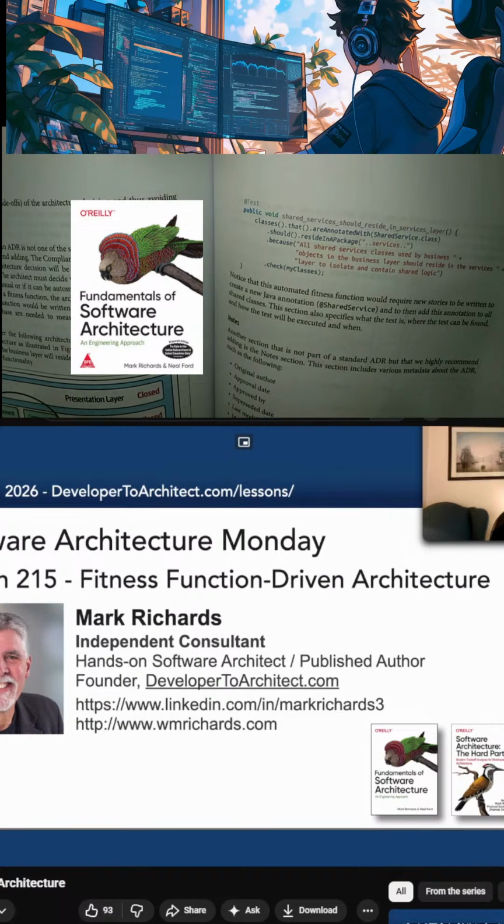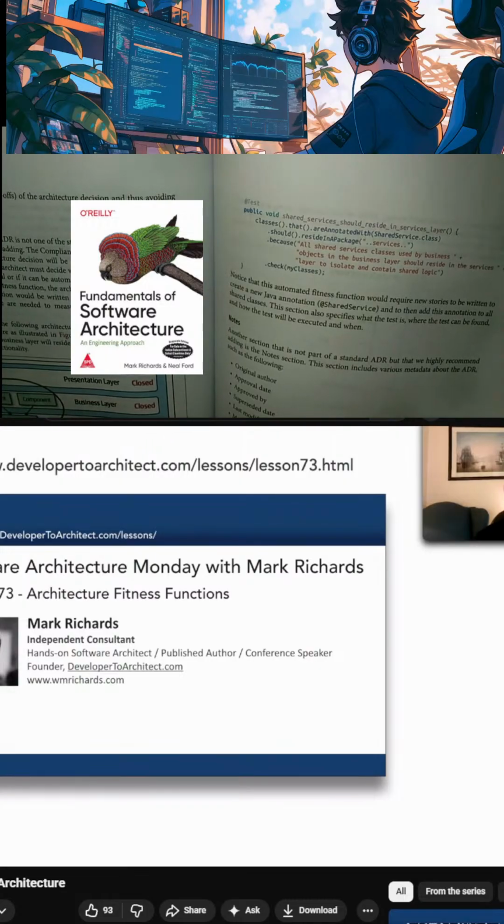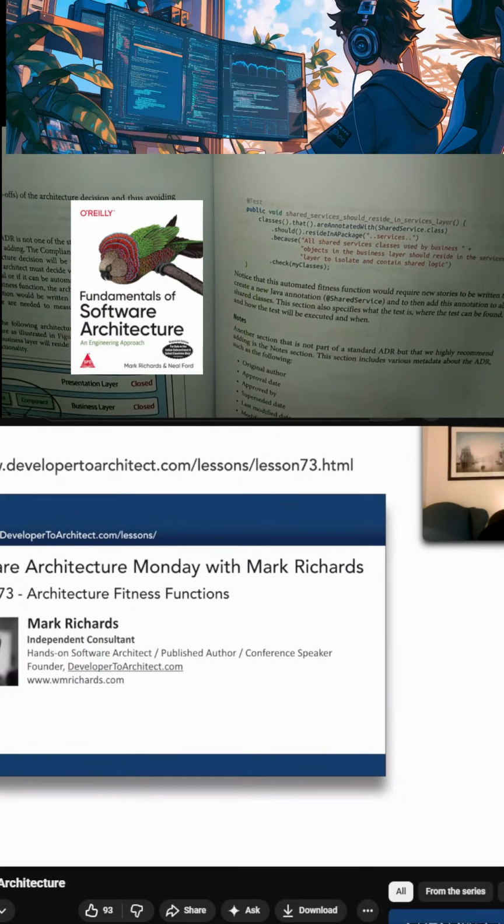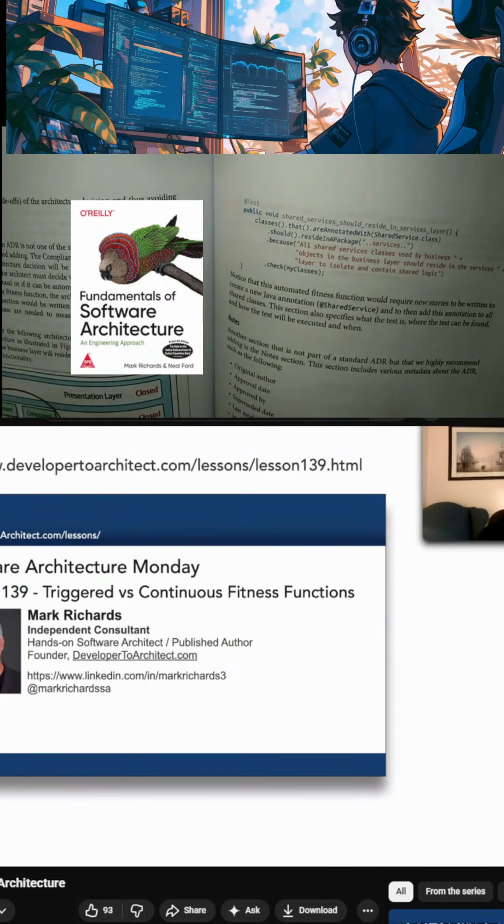Hi everyone. Happy New Year and welcome to Software Architecture Monday. My name is Mark Richards, and in this lesson number 215, I'm going to talk to you about what's called fitness function driven architecture, show you what it is and how to apply it. I talked about fitness functions back in lesson 73 a long time ago and introduced the concept of a fitness function. Then in lesson 139, I talked about aspects of fitness functions, when to run those. Today I want to talk about a concept called fitness function driven architecture.